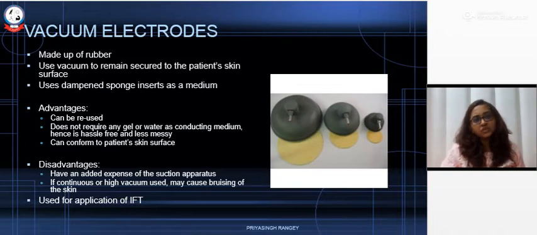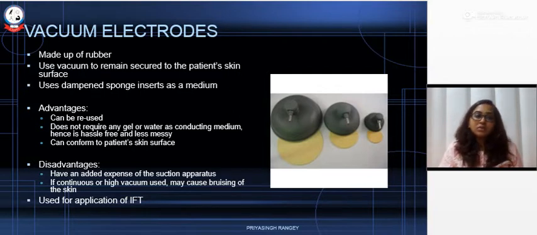The advantage of using a vacuum electrode is that it can be reused, and also it does not require any additional conducting medium like a gel or a lint material that is soaked with water, and hence it is quite hassle free, it is less messy, and also the vacuum electrodes can easily conform to the patient's body tissues.